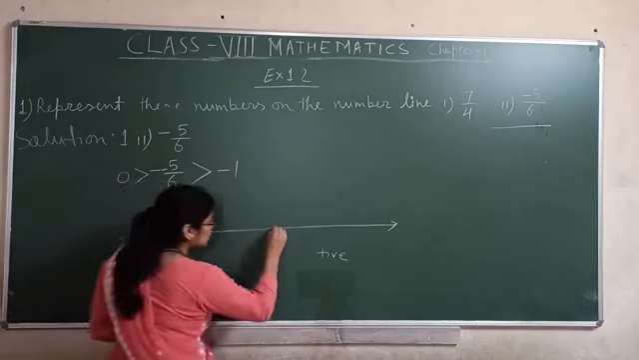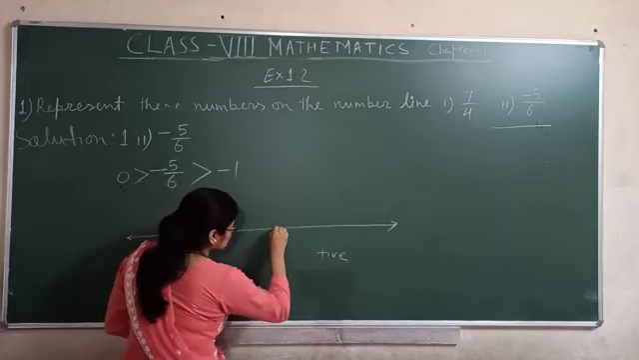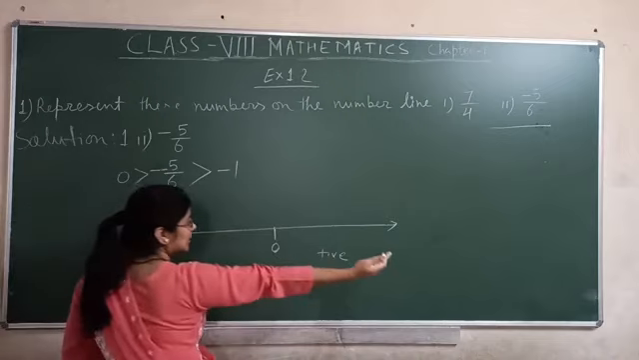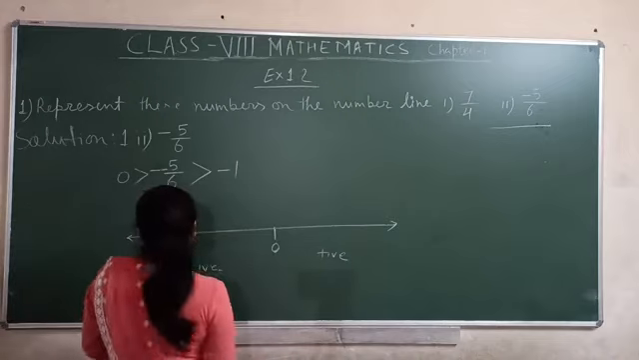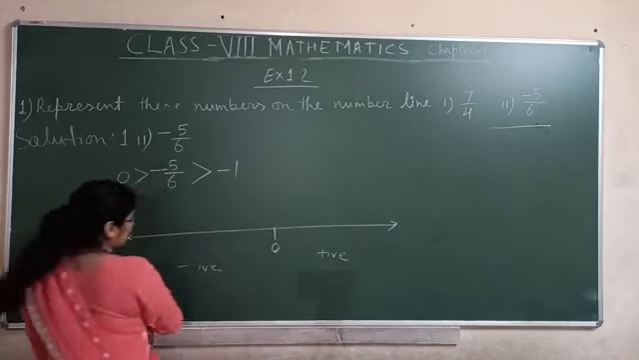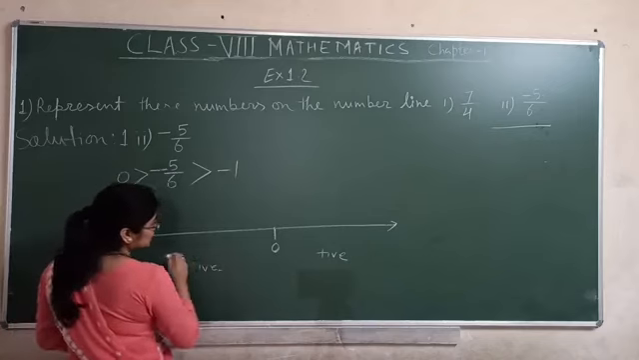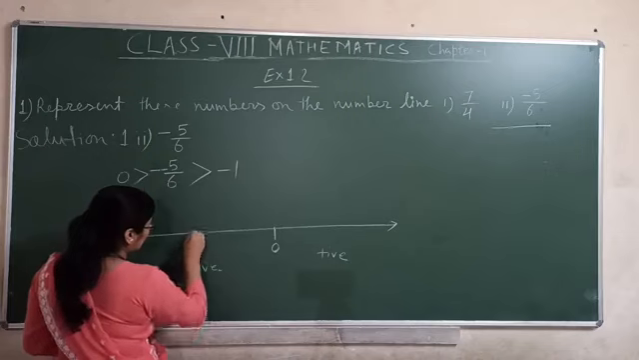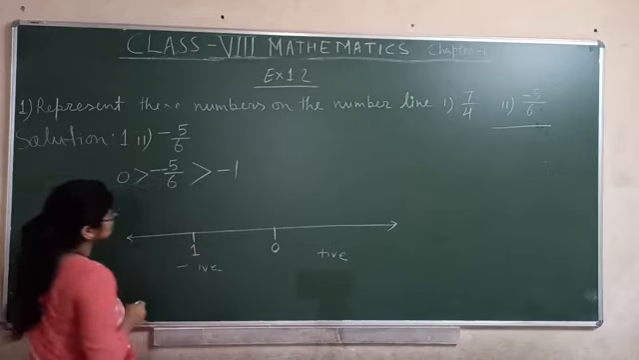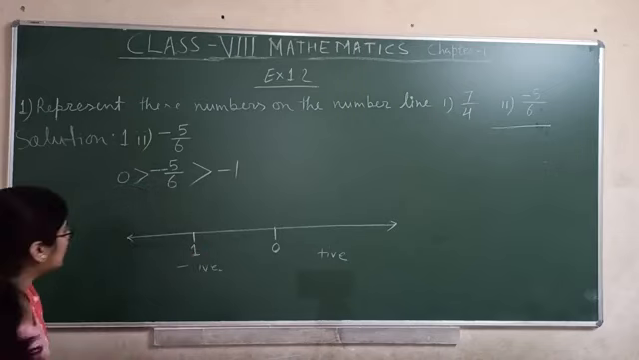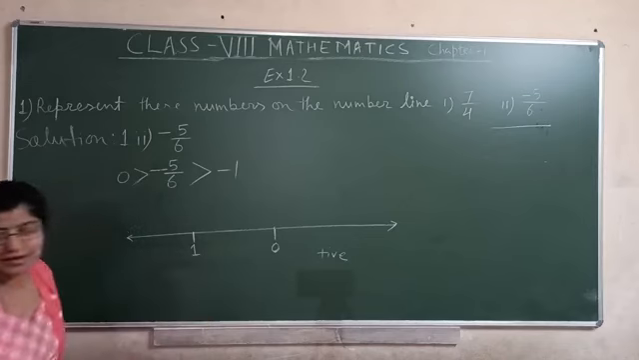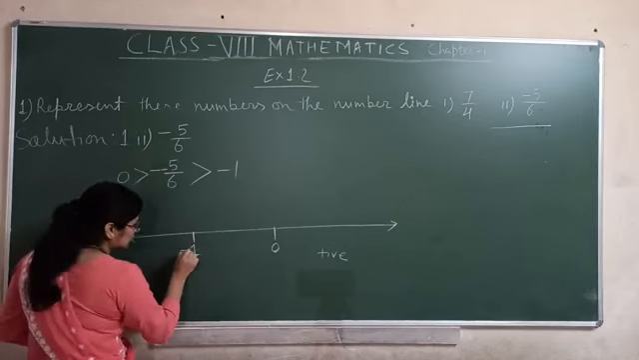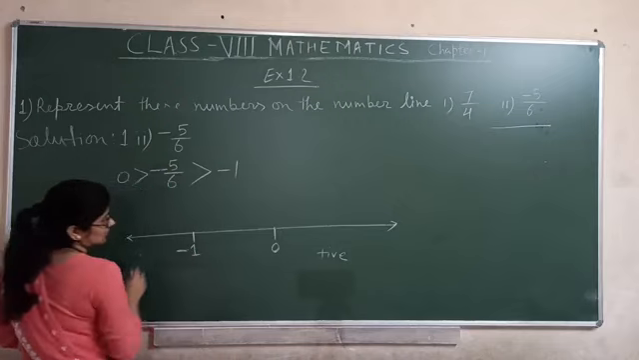So we will draw 0. This is 0, and this is your right hand for the positive side and this is your left hand for the negative side. So we will draw 0 on this side and 1 here. Okay, this one lies between 0 and minus 1. So we will apply minus here.